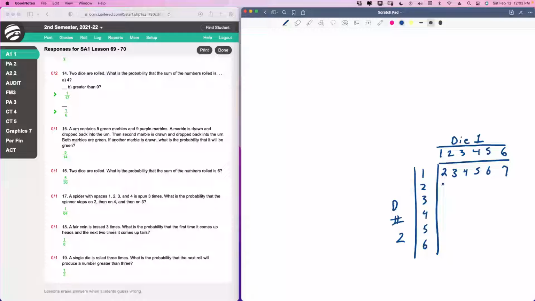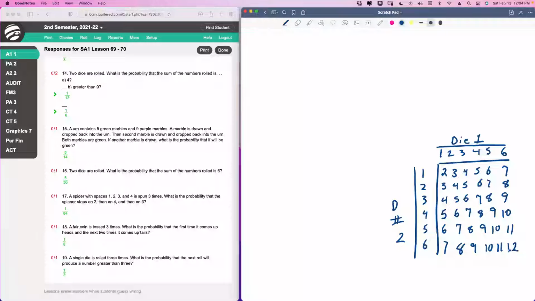So you can see we just move on from here. 3, 4, 5, 6, 7, 8. We're just adding the faces of the dice together. And it makes a cute little pattern here where your numbers are on a diagonal. All right. So those are all the opportunities for the totals of the 2 dice when they're rolled.